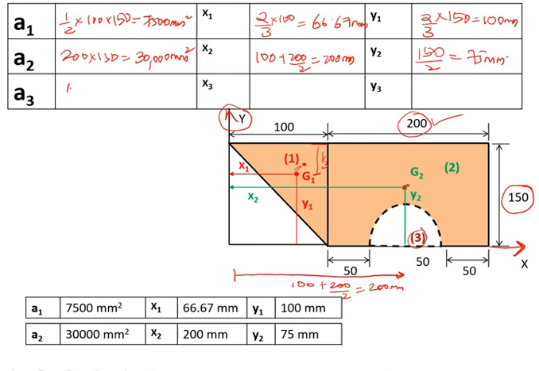I will get it as pi d square by 4, which is the area of a circle, divided by 2, that is into 1 by 2. I'll get it as 3927 mm square. Here the diameter of this section is 50 plus 50, that is 100. So I'll get it as 3927 mm square, and x3 is the distance of the centroidal axis.